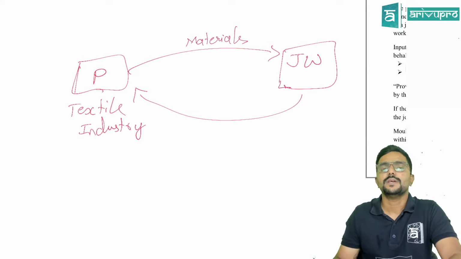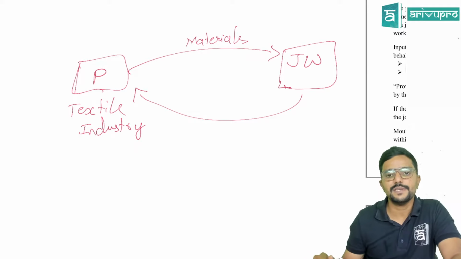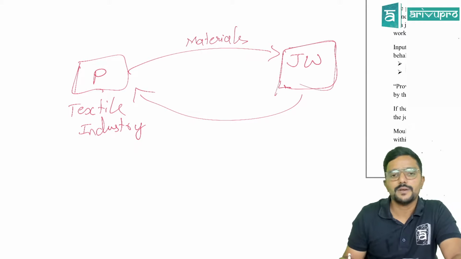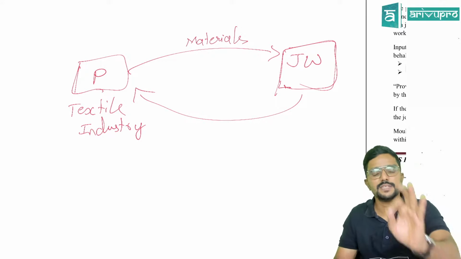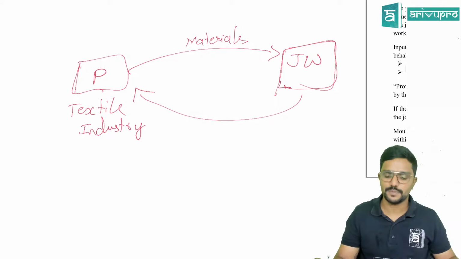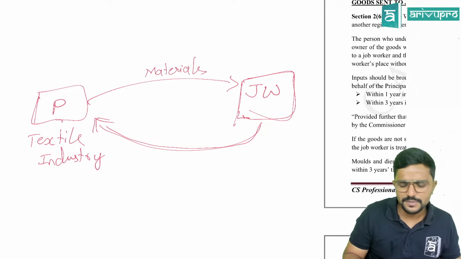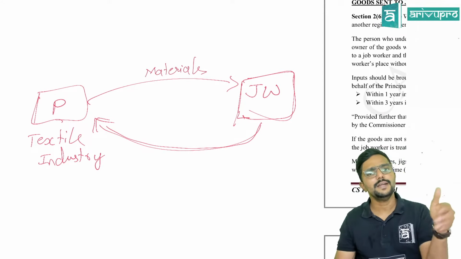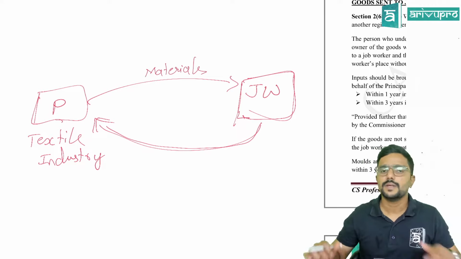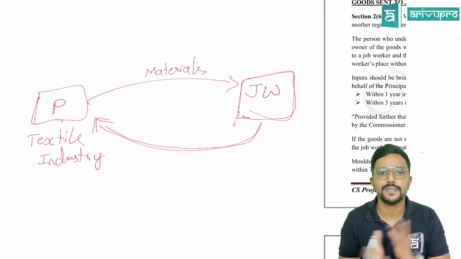Okay, sir. In this case, what is the job worker doing? He is not manufacturing anything. He is just giving a service to the principal. Whatever service he gives to the principal, he will charge for it and collect the payment. In this section, they are not talking about that.